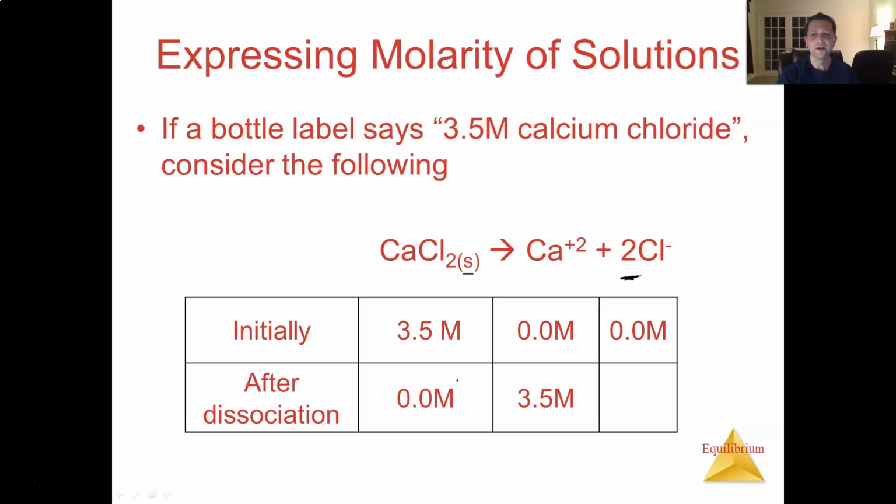It's not going to be 3.5 molar because 1 mole of calcium chloride dissociates into 1 mole of calcium ion and 2 moles of chloride. So it's a 1 to 2 ratio here between those. So our molarity of chloride should actually be 7.0. Okay? All very simple. It's all based on the molar ratio. 1 to 2 ratio, so we end up with a 1 to 2 ratio here.